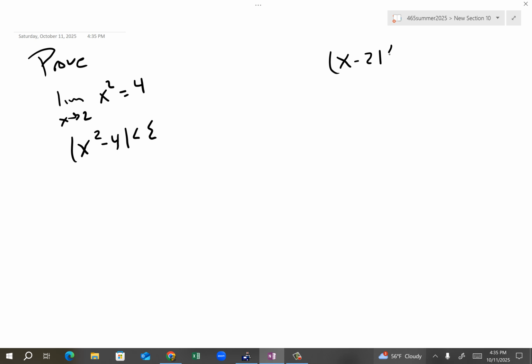Prove the limit as x approaches 2 of x squared is equal to 4. So I'm going to have absolute value of x squared minus 4 is less than epsilon, and absolute value of x minus 2 is less than delta. Are you with me? Which means I've got to see this x minus 2 over here.